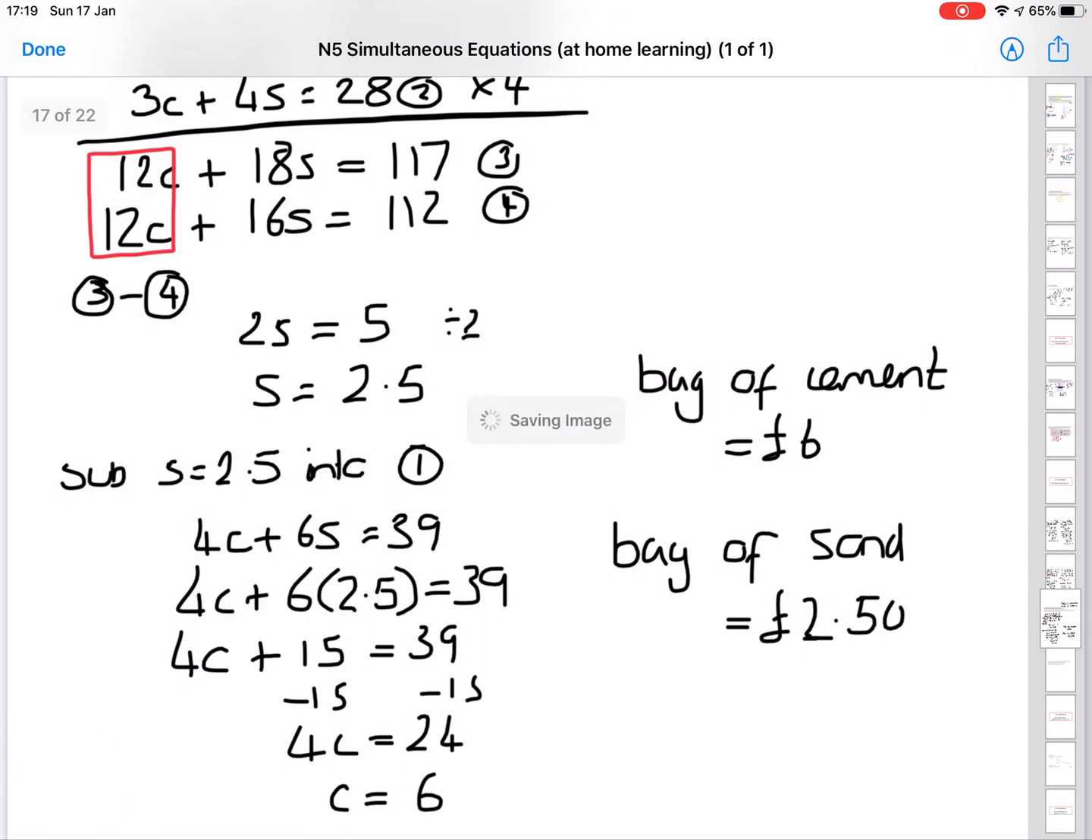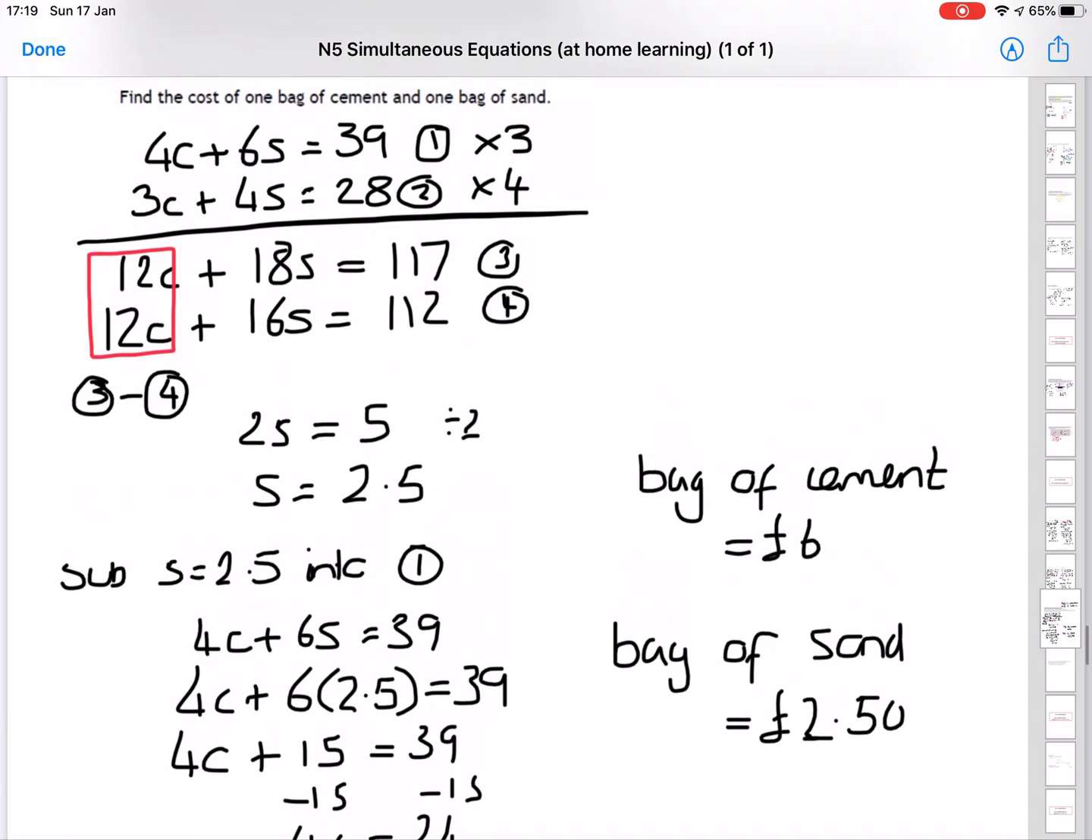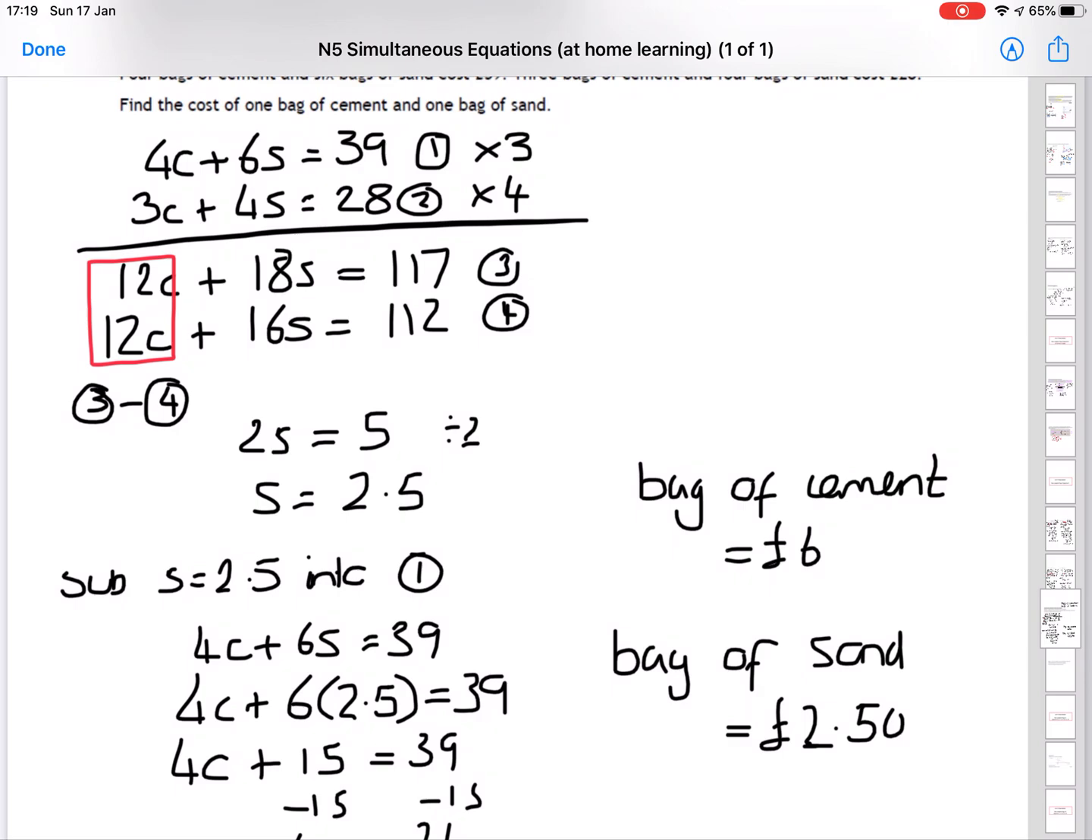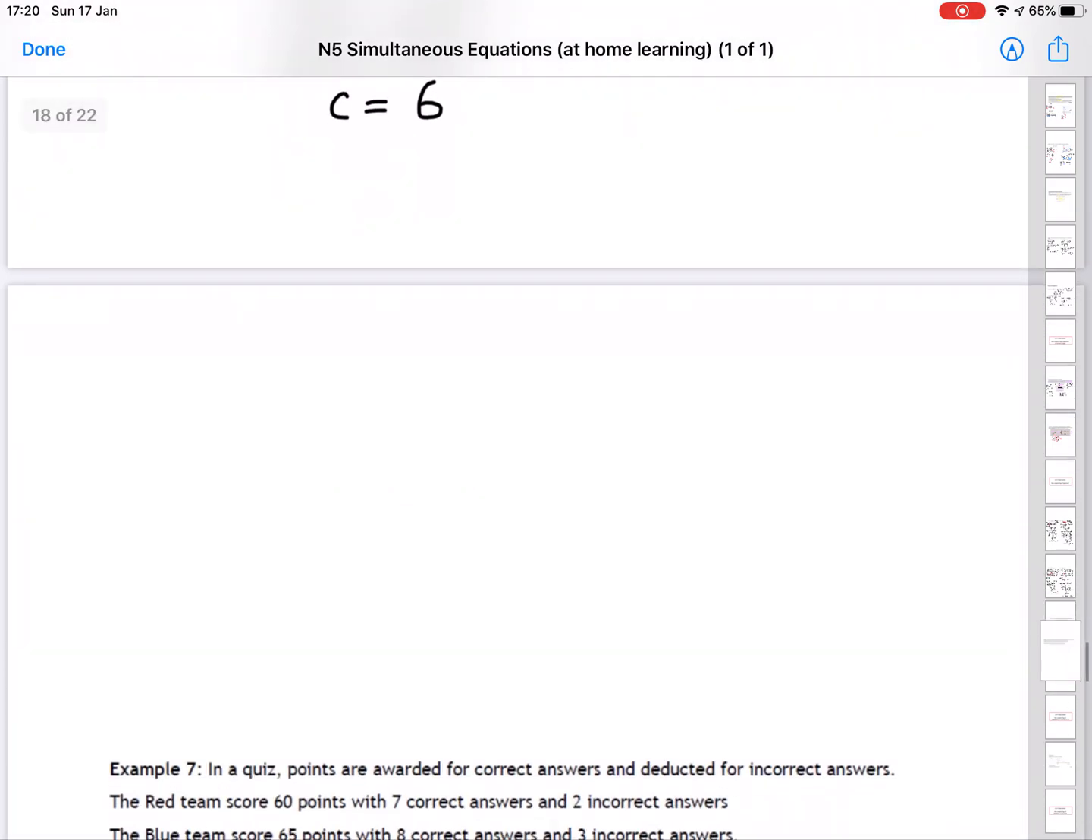Okay, remember you can always double check your answer with equation 2. Because you used equation 1 already in the substitution step, you can use equation 2 to double check that as well. So 3c plus 4s, well 3c would be 3 times 6, so that's 18. 4s would be 4 times your 2.50, so that's 10. So 18 and 10 is £28. So you would know that you've not made any mistakes.